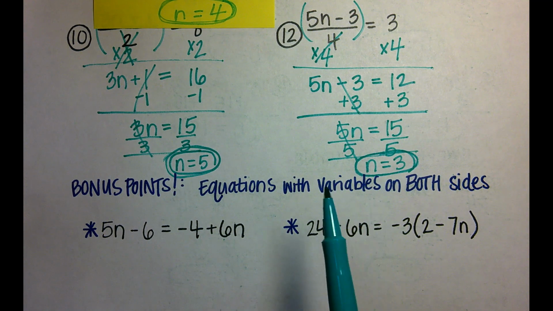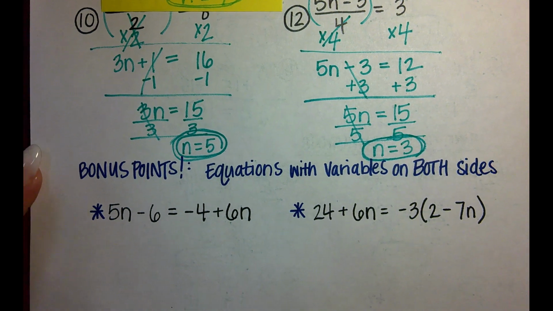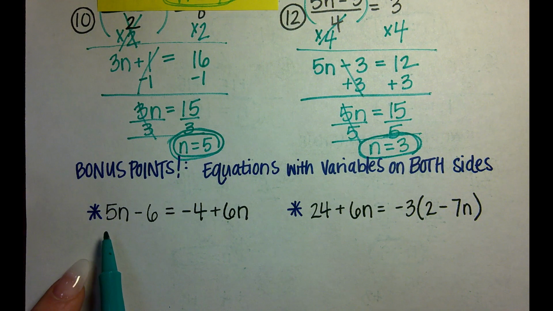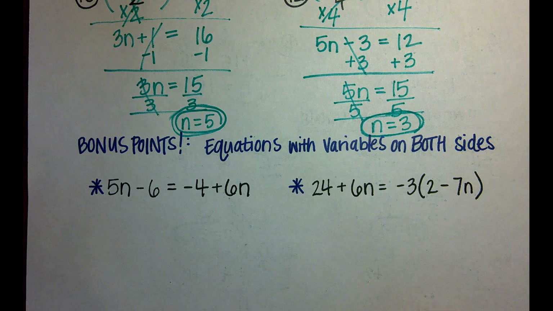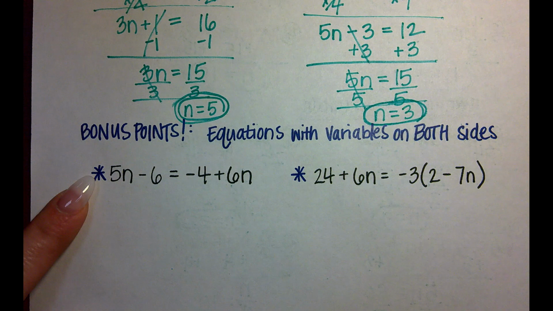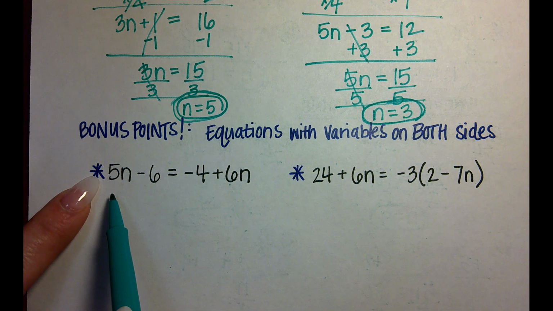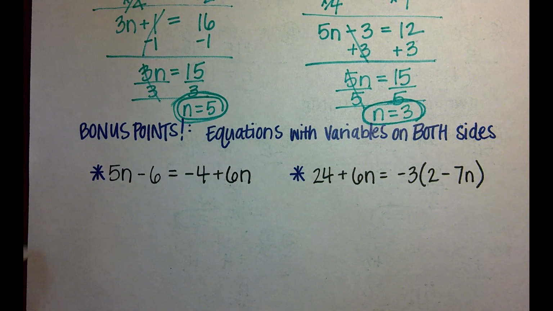So these are equations with variables on both sides of the equal sign. Along with all the steps we've been doing before, we have a few extra things to keep in mind. Let's start with this one here: 5n minus 6 equals negative 4 plus 6n. What do we think about doing first? The 5n, you want to divide that under the negative 4. Yeah, backwards. That's okay.